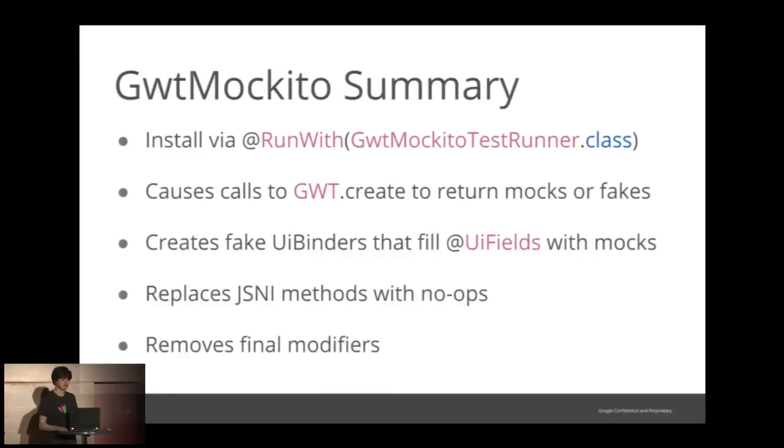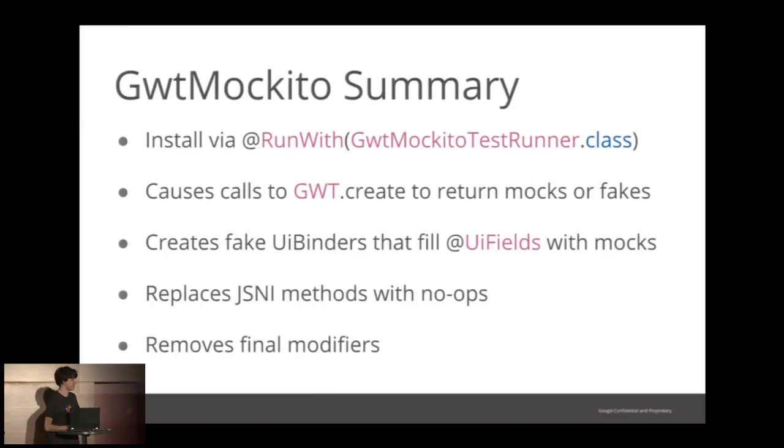So let's summarize real quick what I talked about regarding GWT Mockito and unit testing. GWT Mockito is easy to install. All you have to do is annotate your test with @RunWith the GWT Mockito test runner, and that'll tell JUnit that when it runs the test, it should do this magic stuff. That magic stuff means that all of your calls to GWT.create, instead of dying with exceptions, will return you either a mock object that you can program later or some specially defined fake objects. The most important fake objects are these fake UiBinders that go through and populate all your UI fields with mocks. So the big thing that GWT Mockito does is that everything that would be scaring your application is now just replaced with a mock that you can program to work however you want.